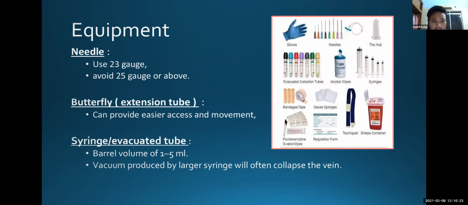Just add an evacuated tube for us to collect the blood, and also a butterfly, which is an extension tube. Other equipment is basically the same. Okay.